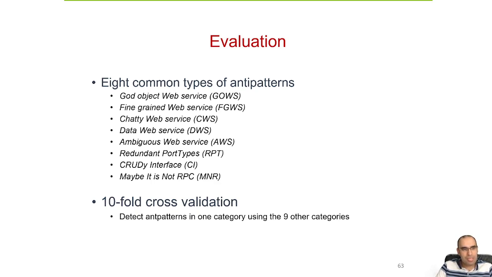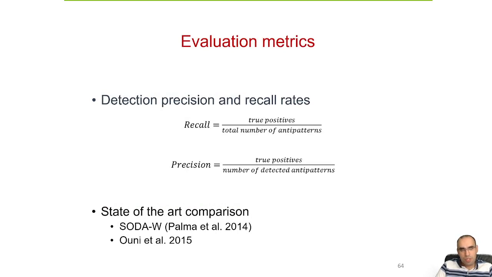We also consider data web service, ambiguous web service, redundant port types, CRUD interface, and maybe it's not RPC web service. So for the training and validation, we use a tenfold cross validation for each category of web services in our base of examples, or our training data set. Then for the evaluation metrics, we used recall and precision.